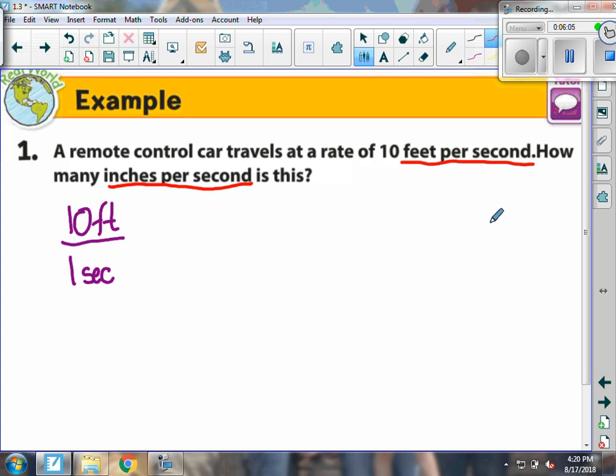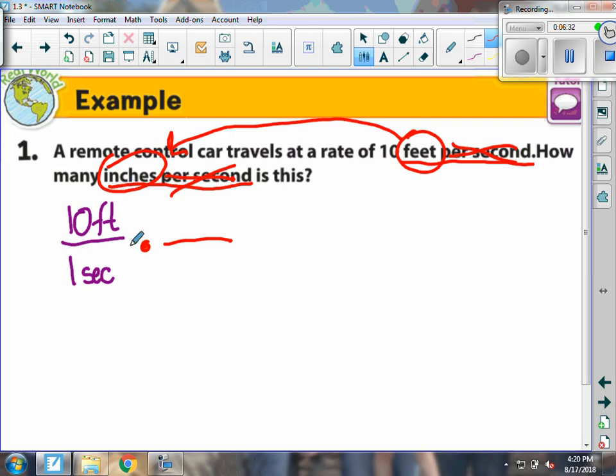So both of these are per second. So we're going to cross that off because that's not going to change. What do we have left? We have feet and inches. And since we talked about this one first, we're going to convert our feet, 10 feet, into inches. So when I multiply this, I have to get rid of the feet and change it to inches.